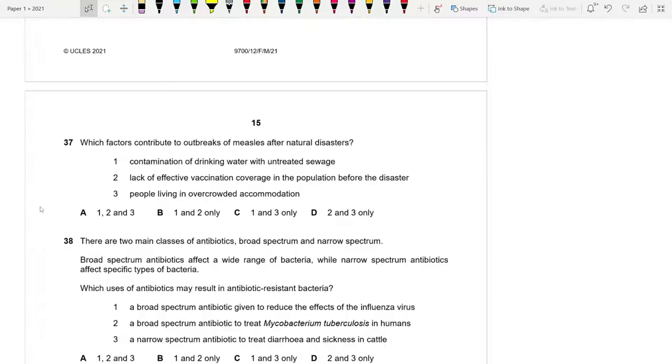I'm just doing it. Measles is not transmitted in drinking water or untreated sewage. That would be for cholera. So one is basically wrong. We should go with D. Overcrowded accommodation, true, and lack of effective vaccination, that's true.